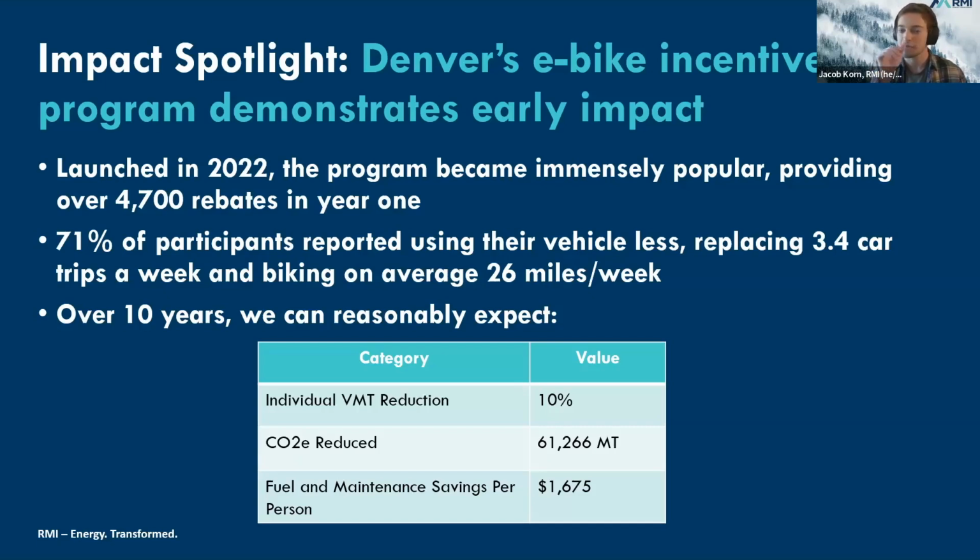And so Denver surveyed participants about 9 months after the program launched, and you can see that 71% of participants reported using their vehicle less. So this really gave credence to our mode shift argument. And through this, we're able to take some real world data that Denver provided all of us. And that, as Bryn will show very shortly, is what really allowed us to build up this calculator.